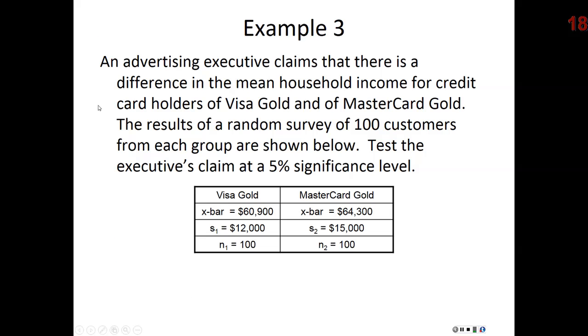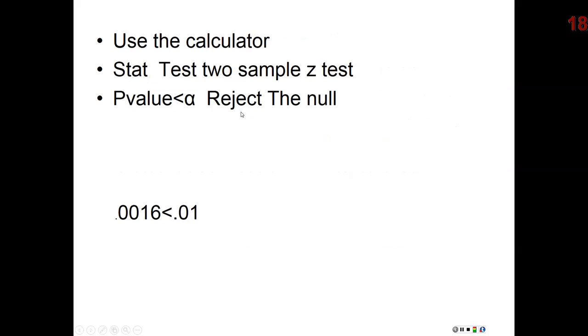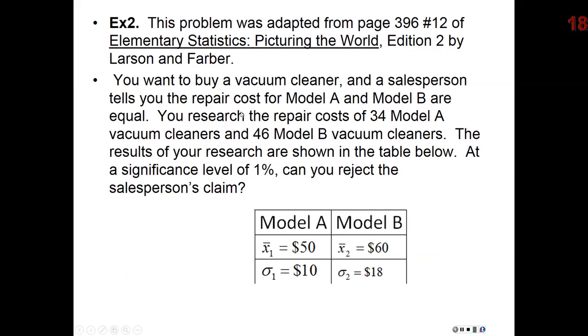So the first one was a population standard deviation. So you had to use the two-sample z-test. How do you know that? Because they said it.